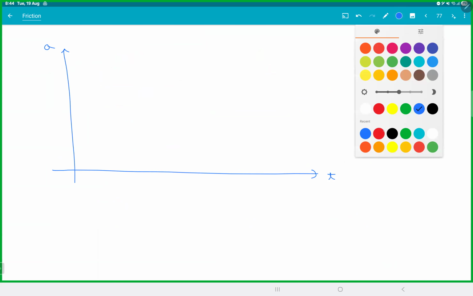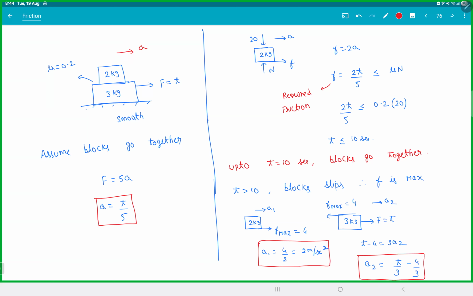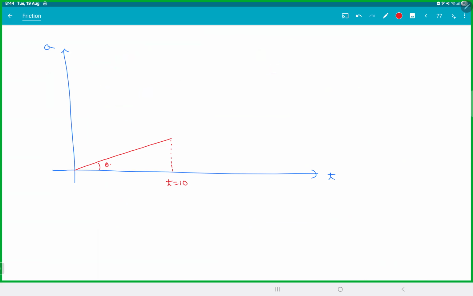So if you try to plot a graph, an A versus time graph, up to 10 seconds, both of them will go together. What is the acceleration? A is equal to t by 5. So if you take this angle as theta 1, A is equal to t by 5 for t less than 10. So tan theta 1 will be the slope, which is 1 by 5.